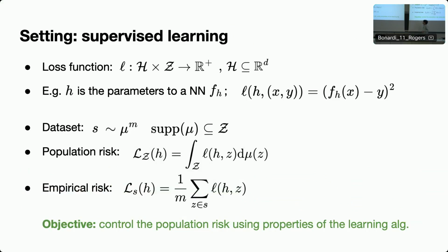And we're interested in minimizing the population risk against some measure mu. And we have access to finitely many data, which we represent with the data set S. And then we have the empirical risk here, which we write as L_S. The objective here is to control the population risk using properties of the learning algorithm.